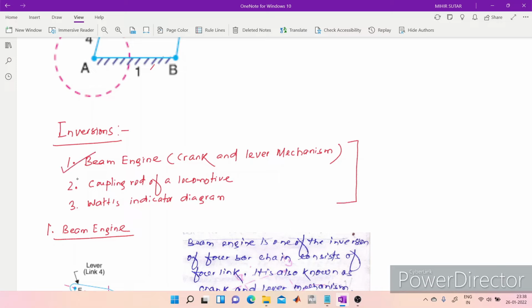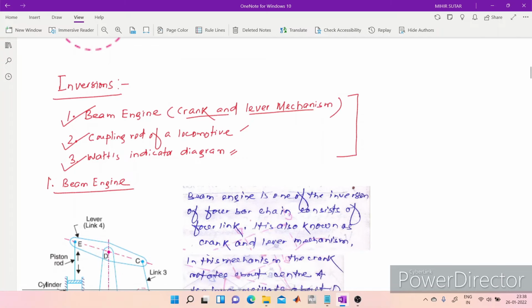First is your beam engine, which is also known as the crank and lever mechanism. Second inversion possible is the coupling rod of a locomotive. Then the third inversion is your Watt's indicator diagram. So these are the three inversions possible.